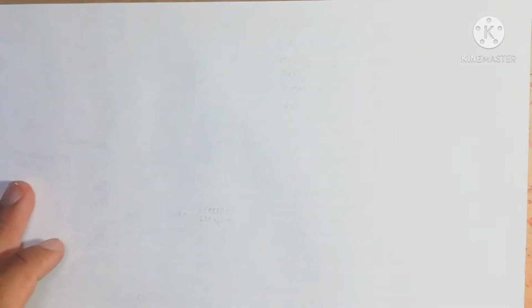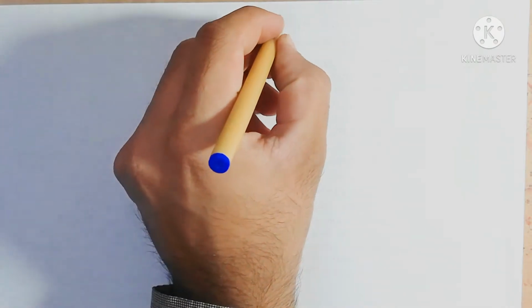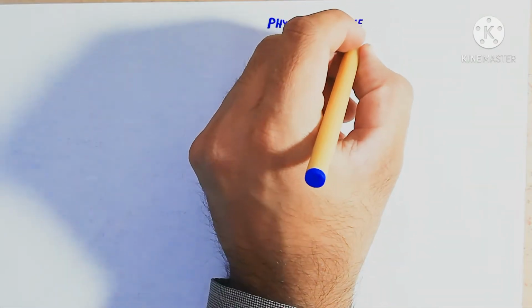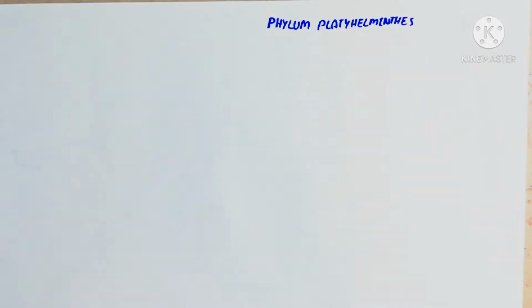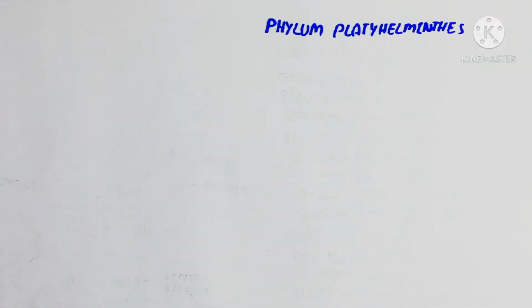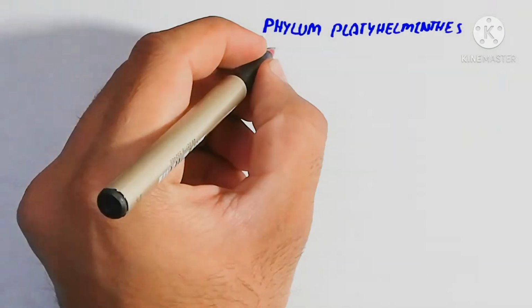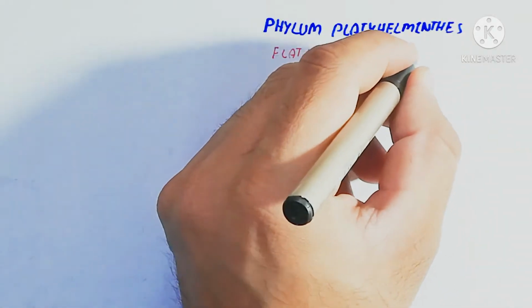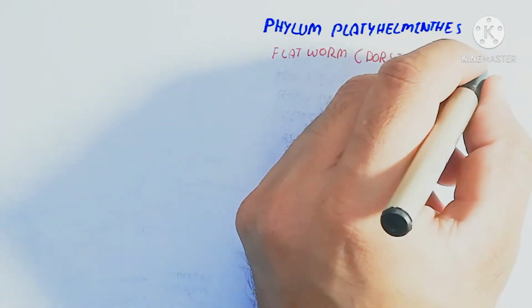So here we will discuss the phylum Platyhelminthes. The phylum Platyhelminthes is also known as the flatworms. These flatworms are dorsoventrally compressed. It means it has a flat, compressed structure.